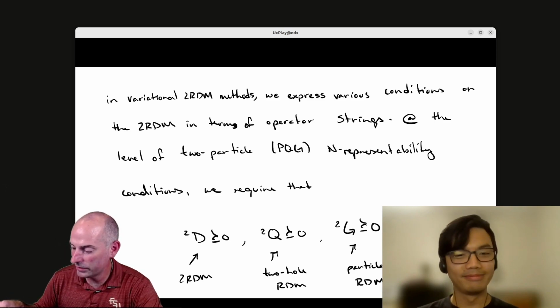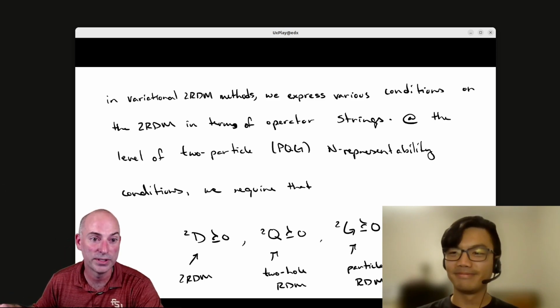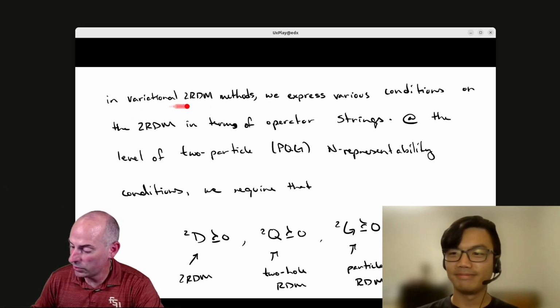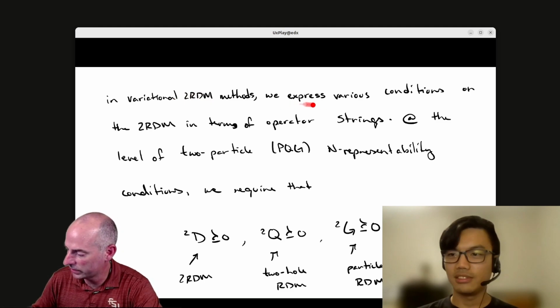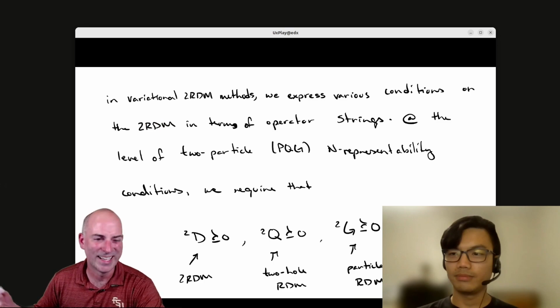All right, so now I'll give you an example, and then we'll bust out the code that does these manipulations. In these V2RDM variational 2-electron reduced density matrix methods that I haven't really discussed, you express various conditions on this 2-electron reduced density matrix. I'll go back.